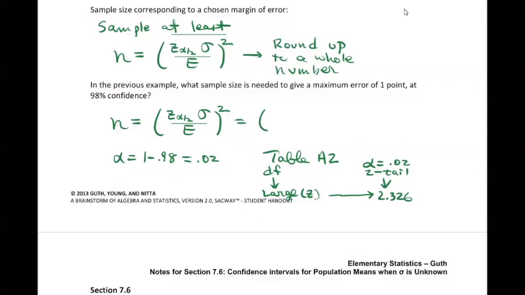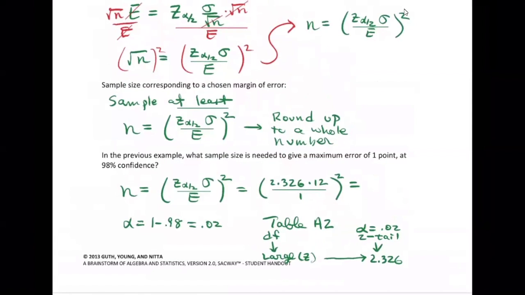So 2.326 times the standard deviation, which is 12, I think. And then the margin of error, they're just choosing one point for the margin of error. You square that. Okay, so this will be a larger sample size because they wanted a smaller error. Okay, so in parentheses, put in the 2.326 on your calculator. Don't need to divide by 1, just multiply by 12. Close the parentheses and then square that.